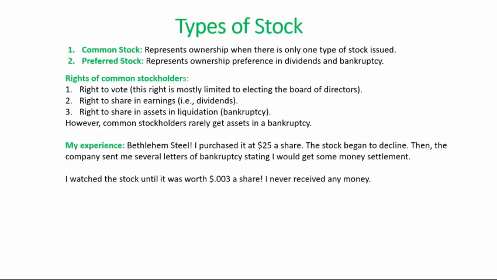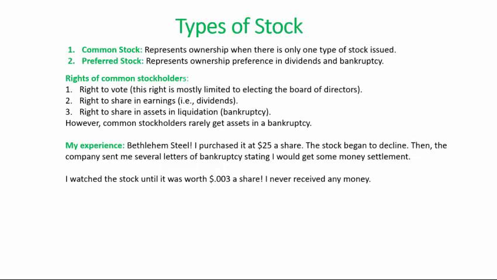There is common stock. All corporations have at least one class of common stock. And this is the votes. These are the shareholders that get to vote in electing the board of directors and at annual meetings. They have rights to earnings in the dividends that are authorized and distributed, and they have a right to a share of assets in the case of liquidation, bankruptcy.